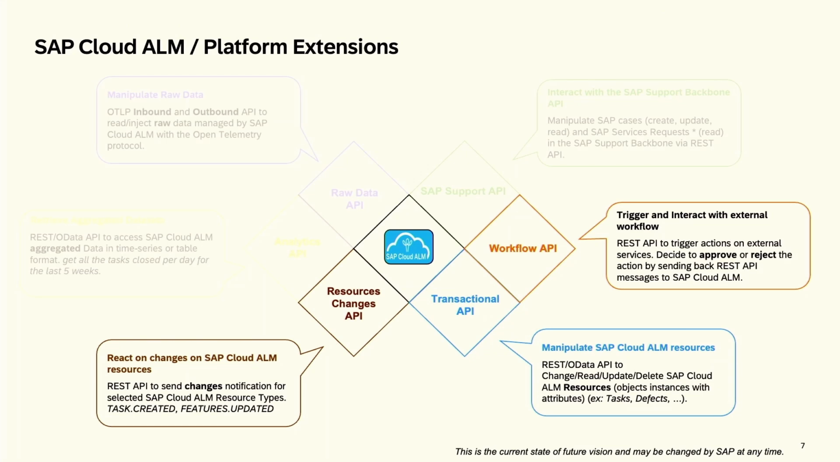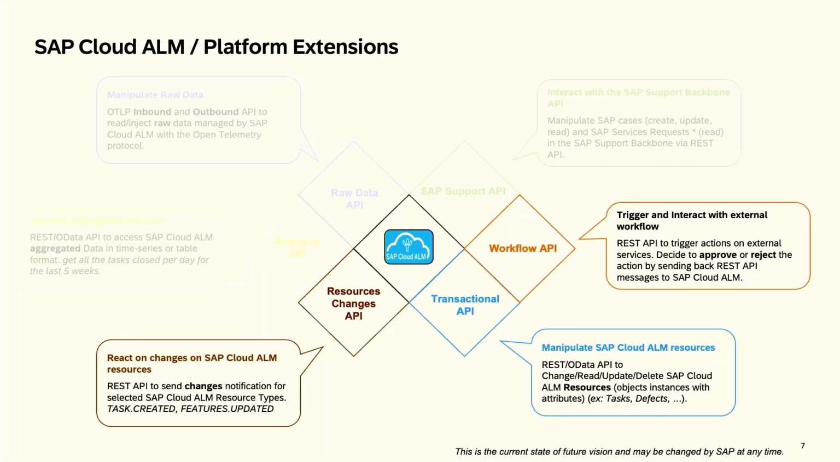On these slides, I would like to give you just a brief explanation about 3 of the 6 types of APIs we provide with SAP Cloud ALM. For this extension session, we mainly use 3 types of API, the first being the transactional API. The transactional API allows you to manipulate resources of SAP Cloud ALM. So what is a resource? It's a task, a feature, a test in the future.